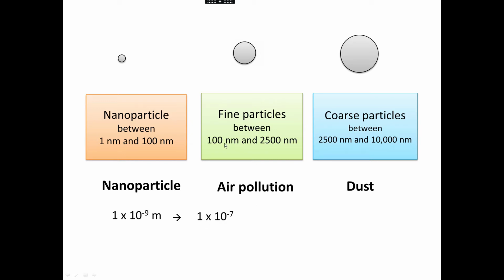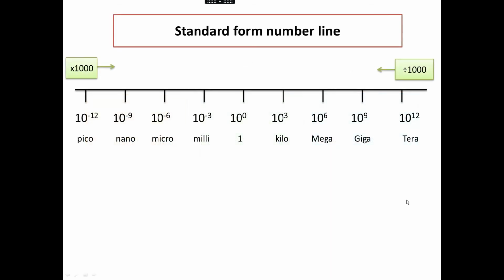Fine particles start at that point, and then we're going up another times 10. So we're going to minus 6, but it's 2.5 times 10 to the minus 6. Then we're starting there and going up to 10,000 nanometers. So how many times bigger have we gone compared to a nanometer? 10,000. So we've gone times by 10, 100, 1,000, 10,000. So we've gone from minus 9 up to 1 times 10 to the minus 5. Okay, so we've gone up by a factor of 10 4 times to get up to 10,000 nanometers. How confident you feel with that will depend on how good you are with going up and down in factors of 10 in standard form.